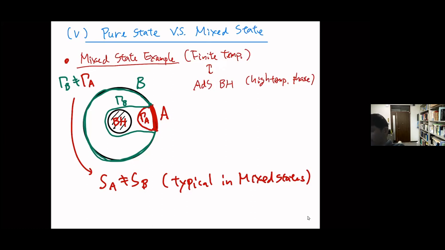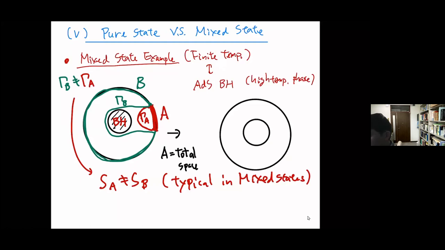Okay, but you can go one more step: A gets very large, and we can assume A goes to the total space. Then what happens? Let me draw a picture. In that case, you still have a black hole here. You find A and B here, and you can expand it. A gets larger, like this.